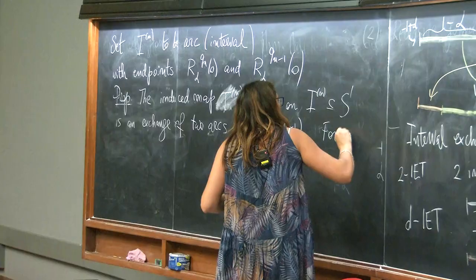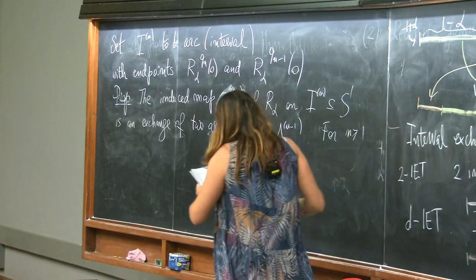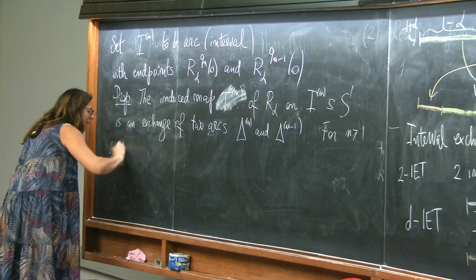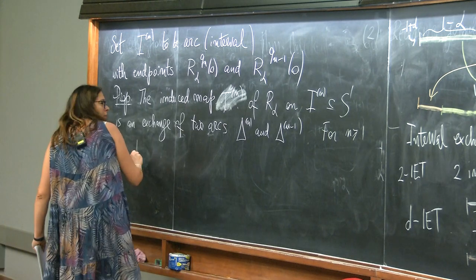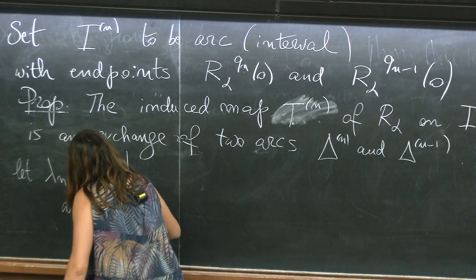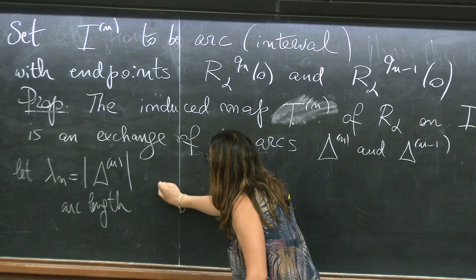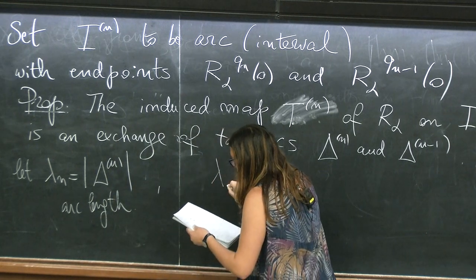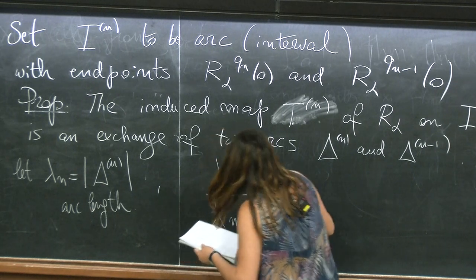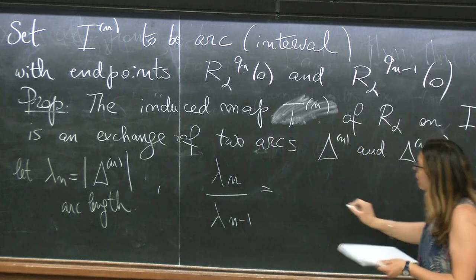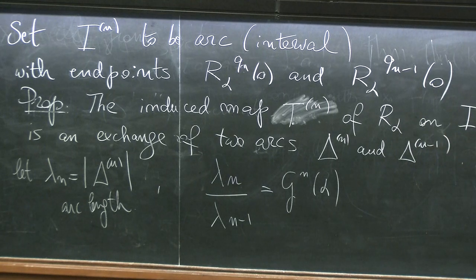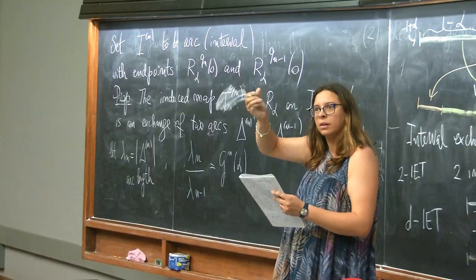And for n greater than 1, I want to say, let lambda_n be the length of this arc. So we have that lambda_n divided by lambda_{n-1}, the ratio of the lengths of these two arcs, is actually given by the nth iterate of the Gauss map. So I see the Gauss map as ratios of these induced lengths.